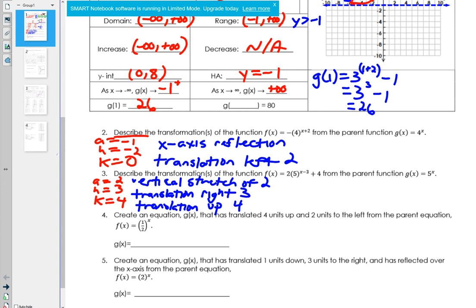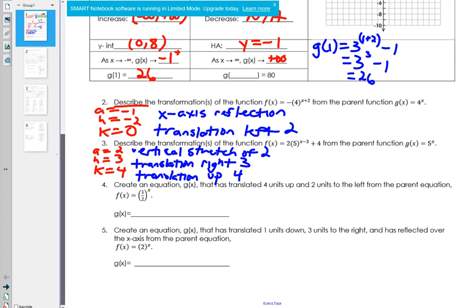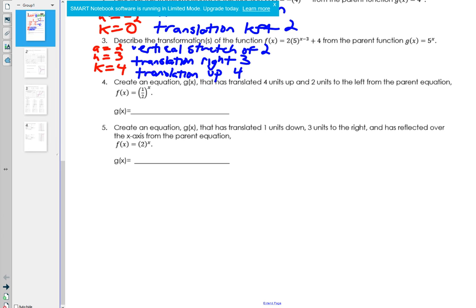Okay, 4 and 5 look like open-ended questions, which means that... actually, no, I take it back. It's not really open-ended. Everybody's will look the same because they're telling you what to do with the parent function. But you have to write it. Now it's backwards. They're giving you the transformations, and then you have to plug them in.